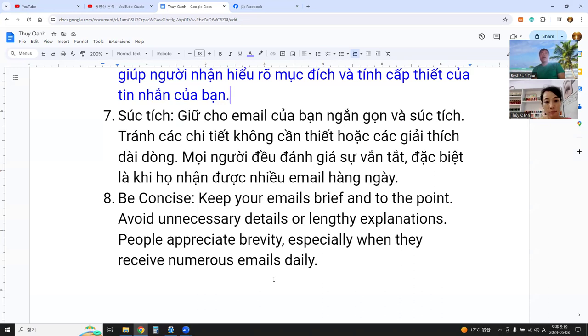People who work in the office get many emails. Email is very important. So what do you think of when you write an email, and how do you write an email?